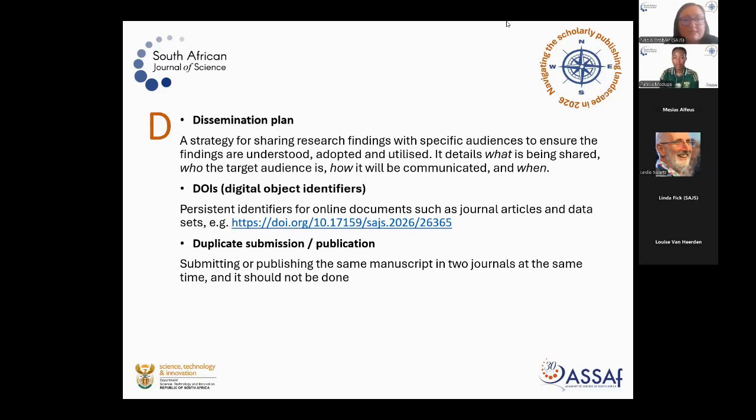DOIs, or digital object identifiers, are persistent identifiers for online documents such as journal articles and data sets. They are normally an alphanumeric code. Duplicate submission or duplicate publication is when the same paper or the same manuscript is submitted or published in 2 different journals at the same time, and this is not allowed by any journals.